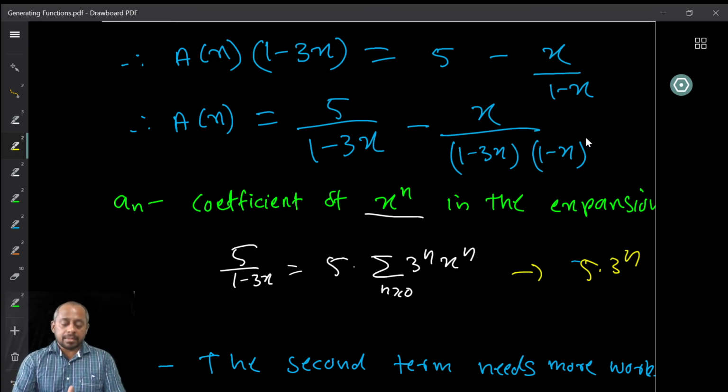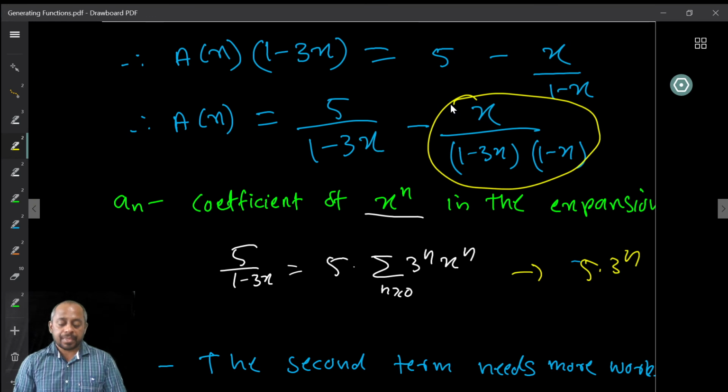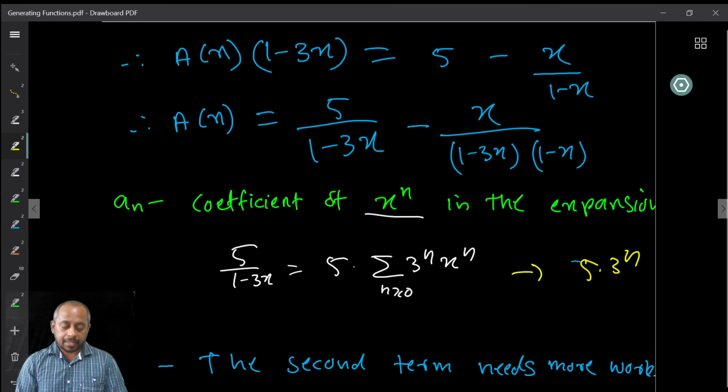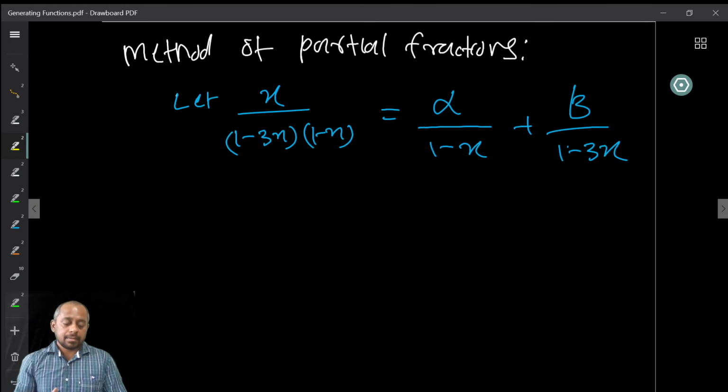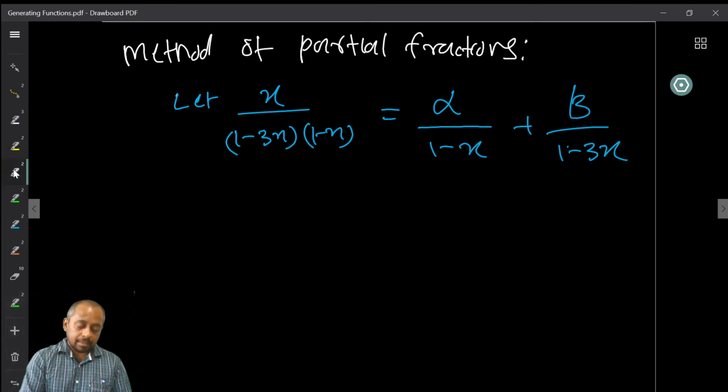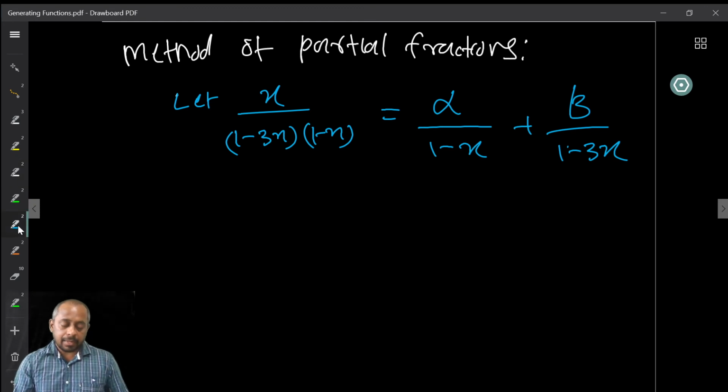So what you do is write this, because we already have the factors below, as some constant, let's say alpha, by 1 minus 3x plus another constant, beta, by 1 minus x, equal to this term. That's what we will assume. Then we will solve for alpha and beta. So how do you do that? Okay. So let x by 1 minus 3x into 1 minus x equal alpha by 1 minus x plus beta by 1 minus 3x.